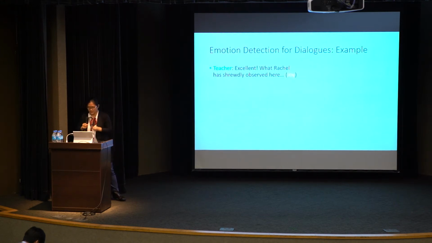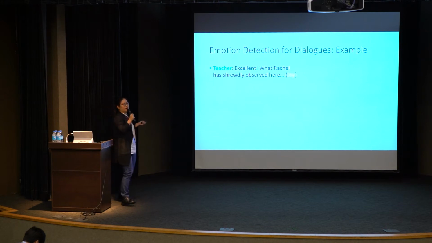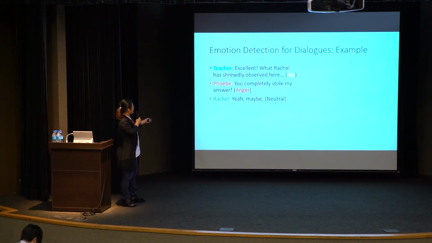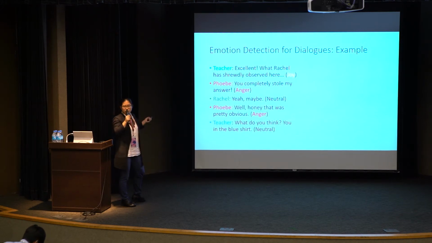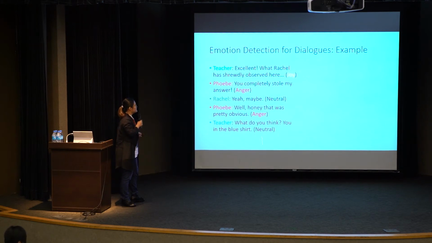Okay, so this is an example we have here. We've generated this data set for Friends TV shows. You can see that this is a dialogue in Friends TV shows, and for each utterance, the emotions are different.